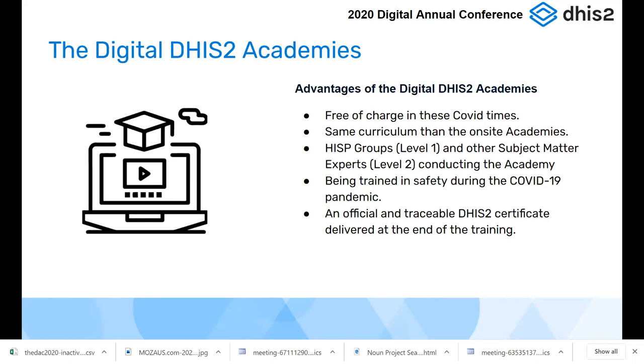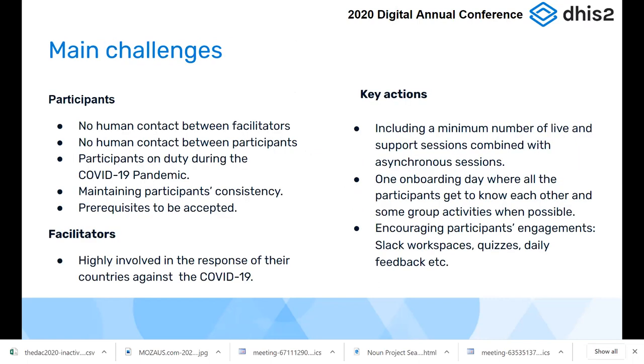And then one very important thing is that we will still deliver the DHIS2 certificate as we do for the on-site academies. It's an official certificate, which is also traceable, which is really important. So we had main challenges that we faced, and we tried to find the best solutions to solve them. Because of the digital format, there is no human contact between facilitators and participants, or between participants themselves. Also because of the pandemic, participants are very busy because most of them are on duty in order to support their countries in the response against the pandemic.